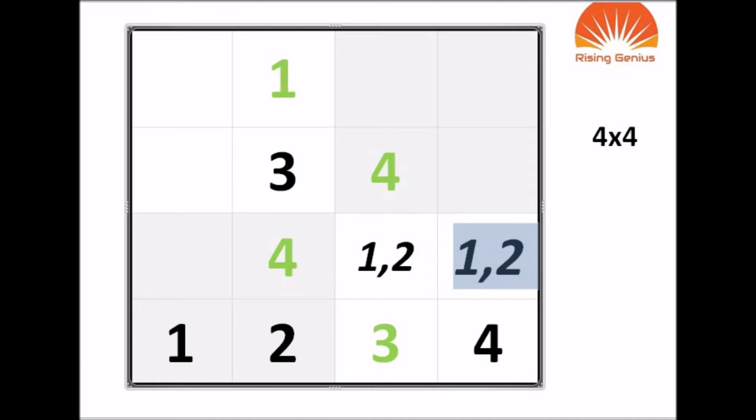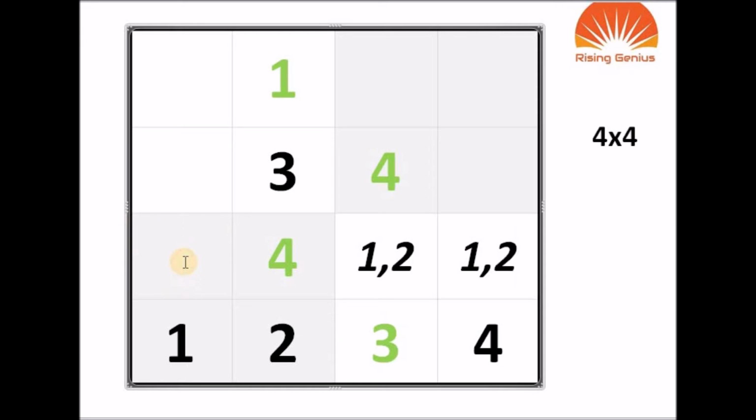Why? No, because already 3 is over here. Perfect. 3 is here. How about 4? No, 4 is already here, so we can't have 4 here. Correct. So now 1 and 2 can come here, and here also 1 and 2 can come. So how two numbers? We'll leave it. We'll see later. Okay?